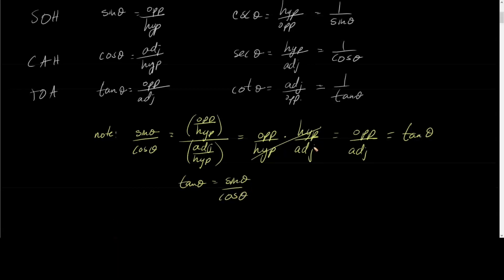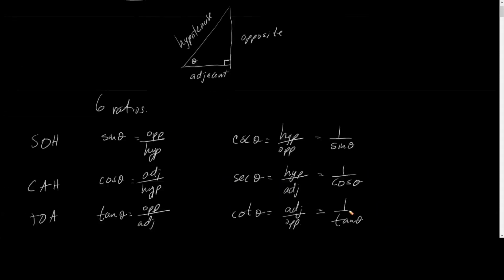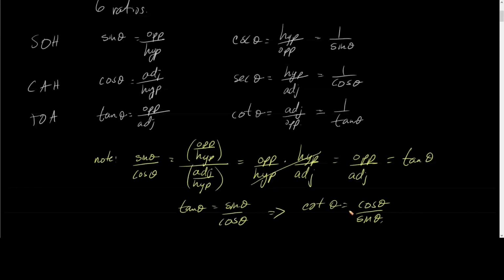It can also be shown that cotangent theta would be cosine theta over sine theta. All right, you can also think of it as, remember, cotangent was a reciprocal, so the reciprocal of sine over cosine would be cosine over sine. All right, now that was just the definition of all these 6 trig functions.